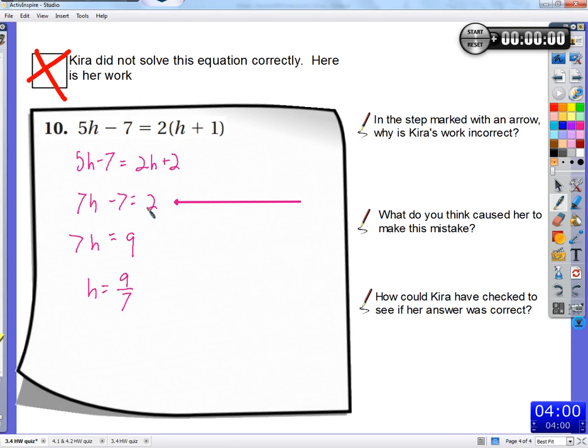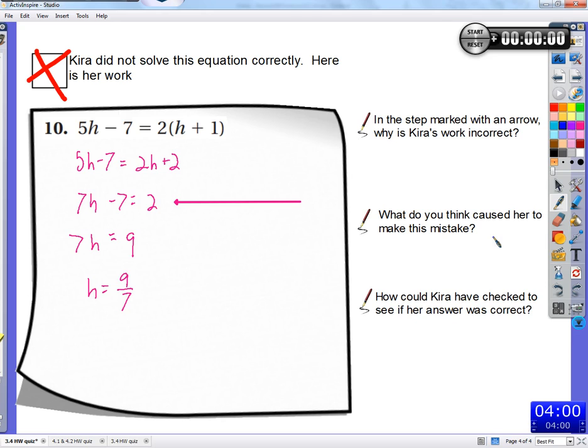That's a common thing to happen, but this is the other question I want to ask. What do you think caused this mistake? Why do you think Kira made this mistake? It's all speculation here. There's no right answer. If you made this mistake, what might have caused you to make it? Nathan? What do you think?